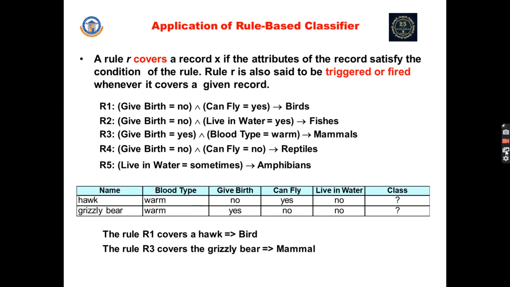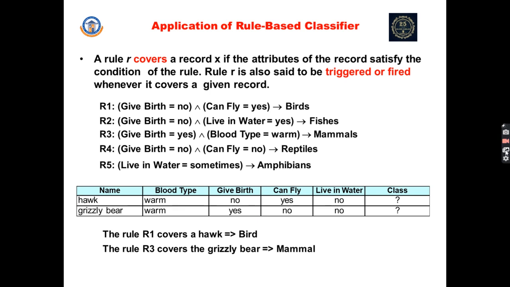Next, coming to the application of the rule-based classifier, a rule R covers a record x if the attributes of the record satisfy the condition of the rule. That is, rule R is said to be triggered or fired whenever it covers a given record. For example, if it does not give birth but it can fly, then it is considered a bird, as we have already seen in the example.